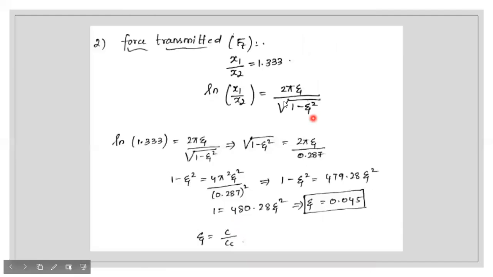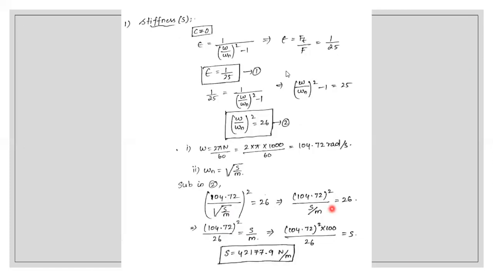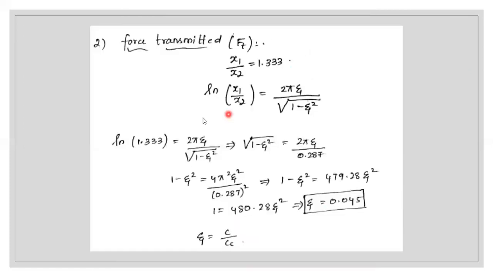So next we need to determine the force transmitted. x1 by x2 is equal to 1.33. How we got it: x1 by x2 is 1 by 0.75, so once we calculate, we get 1.33. This is the logarithmic decrement value. So ln of x1 by x2 is equal to 2 pi eta by root of 1 minus eta square. We got this from the logarithmic decrement. The x1 by x2 ratio we know is 1.33. Why are we doing this? We need to determine the value of eta. Once you reduce everything, only eta is the unknown, and you can determine its value.